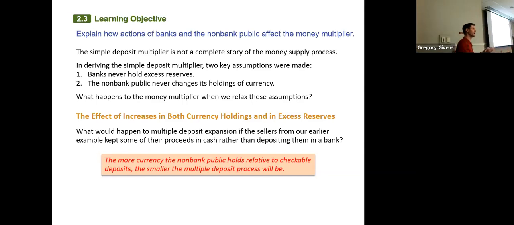So my point here is that once we account for the fact that people in the non-bank public actually want to hold some of their money in the form of currency, this money multiplier process is not going to be as large as the simple deposit multiplier would suggest. In the example from last class, it was 10, right? A $1 increase in bank reserves increases the money supply by $10. Well, that wildly exaggerates what the true money multiplier is. And one of the reasons is because it doesn't take into account that people actually do want to hold some of their resources in the form of currency.